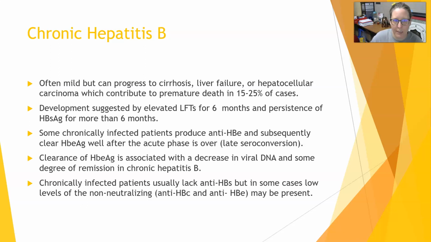The development of chronic Hep B is suggested by elevated liver function tests for 6 months and the persistence of the hepatitis B surface antigen for more than 6 months. Some chronically infected patients produce anti-hepatitis B antibody and subsequently clear the hepatitis B antigen well after the acute phase is over, so it's called late seroconversion. The clearance of the hepatitis B antigen is associated with a decrease in viral DNA and some degree of remission in the chronic hepatitis B cases.